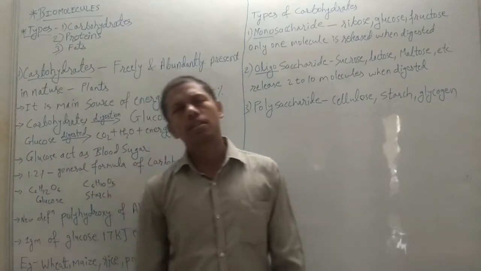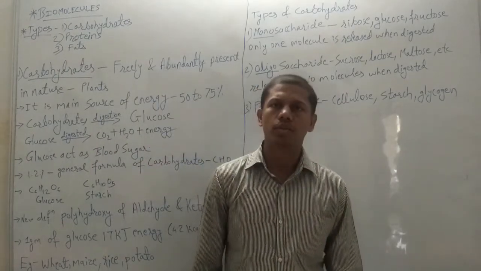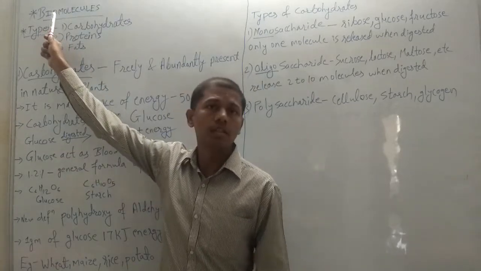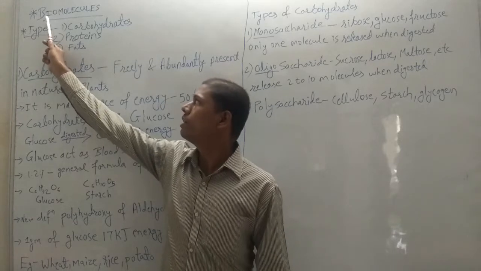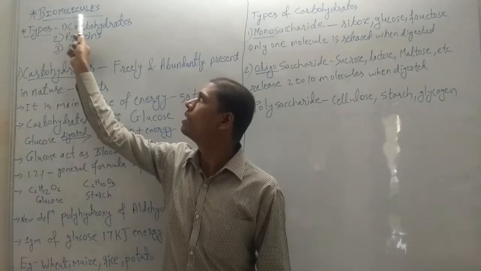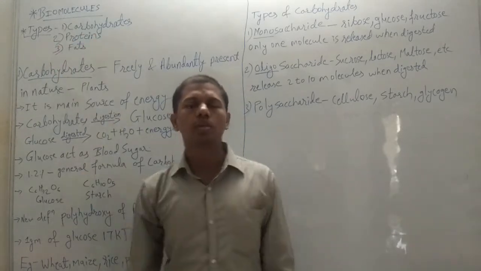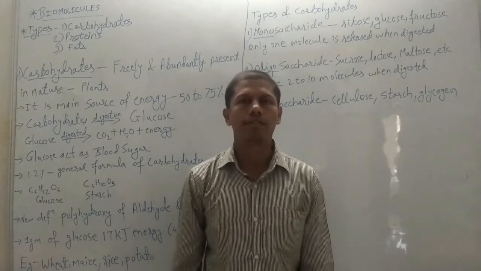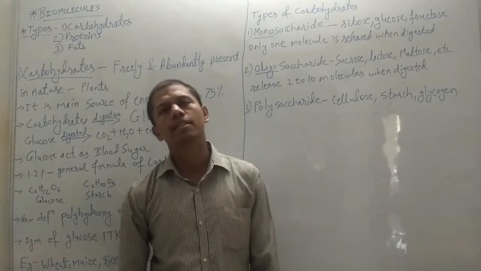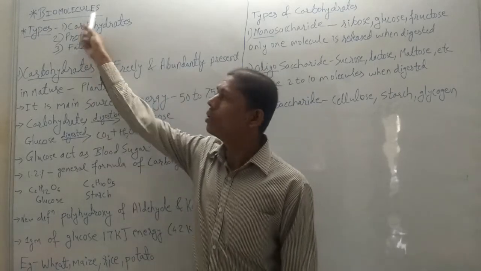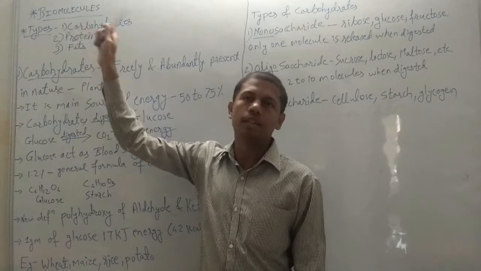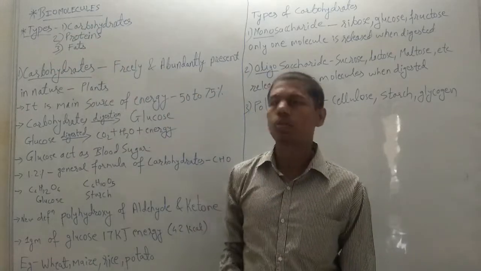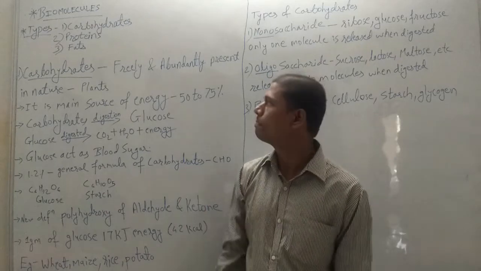So first of all, let us understand what a biomolecule is. What is the meaning of biomolecule? Let us split the word: bio and molecule. What is the meaning of bio? Bio is life, and a molecule present in a living thing is called a biomolecule. That is what we are going to study in this lecture.